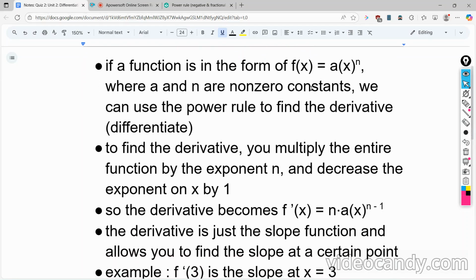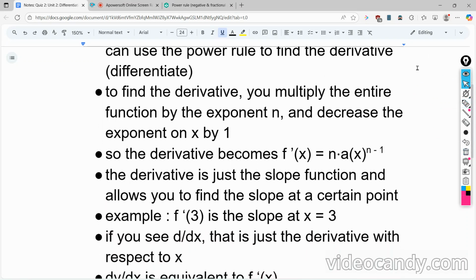The function is in the form of a times x to the n. And if you want to find the derivative, you take this exponent n, you move it out front, and then you decrease the exponent by 1. So it's going to become n times a times x to the power of n minus 1. That's what we have right here. And that's just the derivative, that's just the slope function. It lets you find the slope at a certain point.